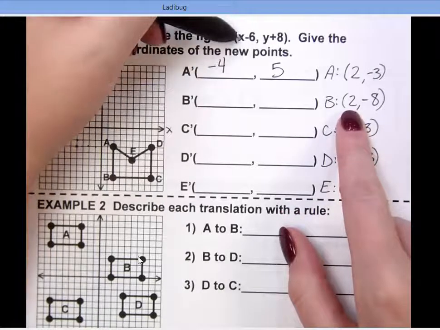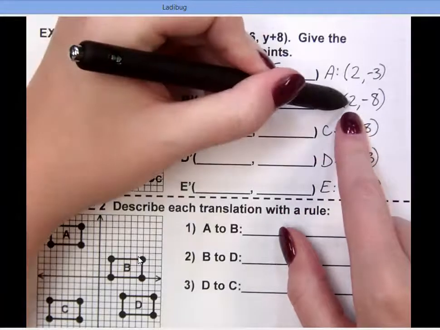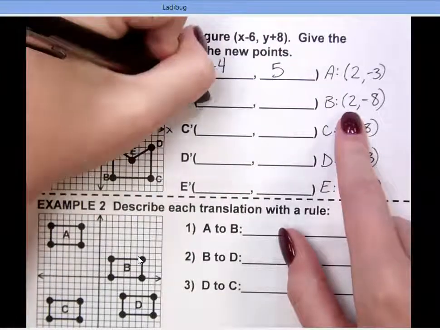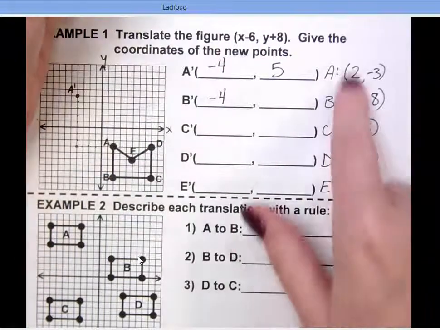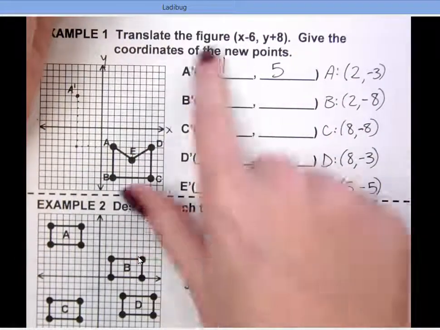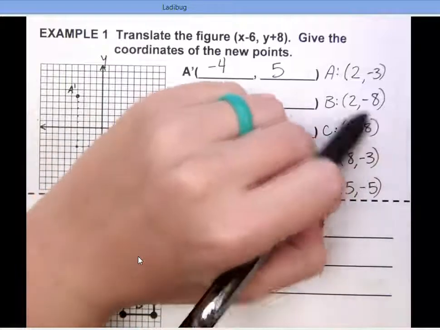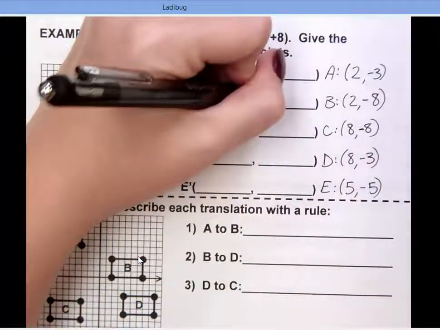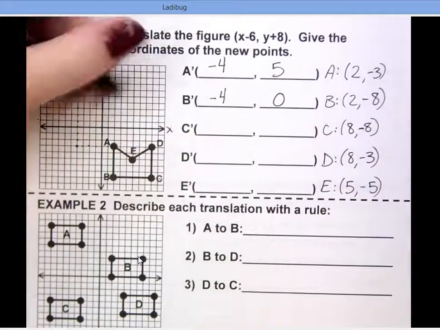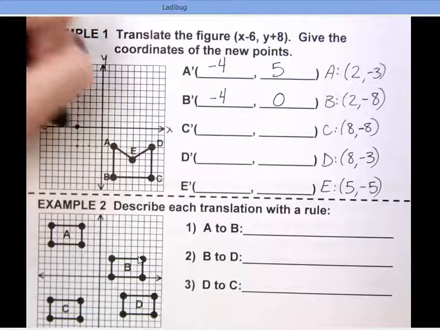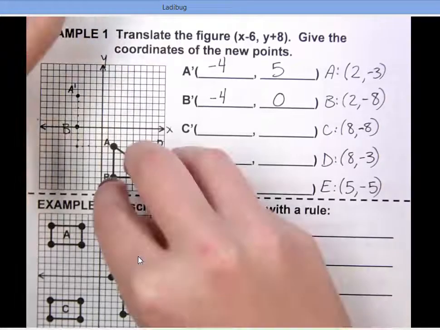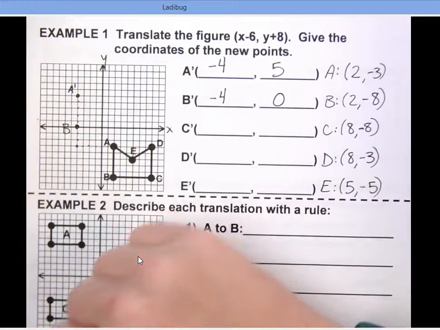So for this one, you've got x minus 6, so you need to do 2 minus 6. It's going to be the same thing. The x values are the same for that, so their new x values for A prime and B prime will also be the same. And then you want to go ahead and add 8 to the y value, which just makes it 0. So I'll plot that point as well, and that is our B prime. So this entire shape is going to be moving up.